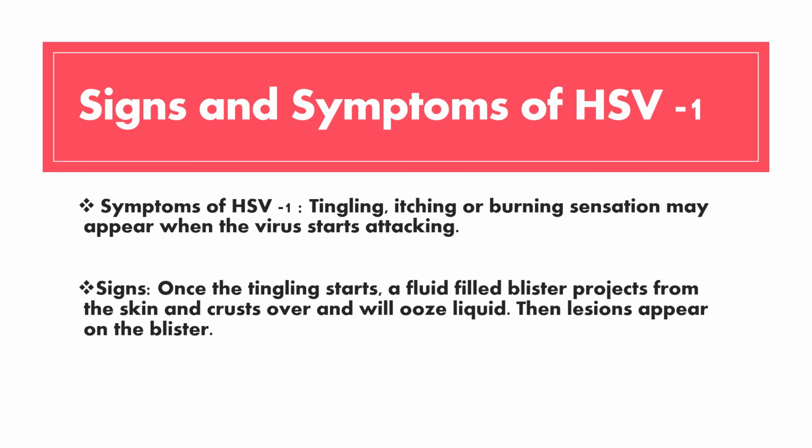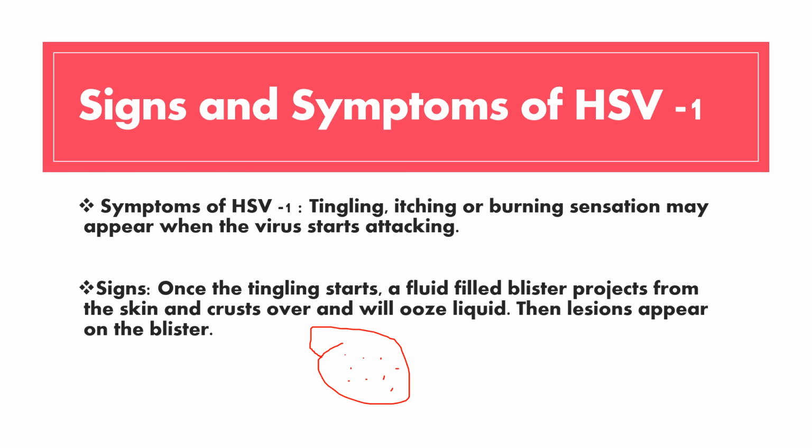And then the signs: once the tingling starts, you will notice a fluid-filled blister. It projects from the skin, and then it will crust over, and there will be some liquid or pus oozing from it. Gross, I know. But then lesions appear on top of the blister, so it's kind of like there are little dots on top of that blister, and those get scraped, and then they ooze the liquid. And that liquid, and all of this, is extremely contagious.